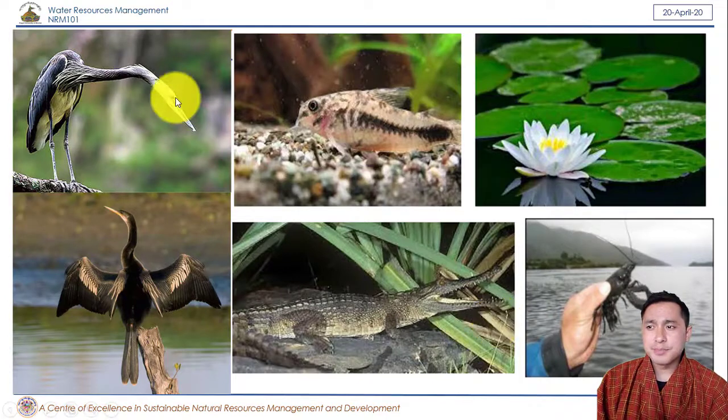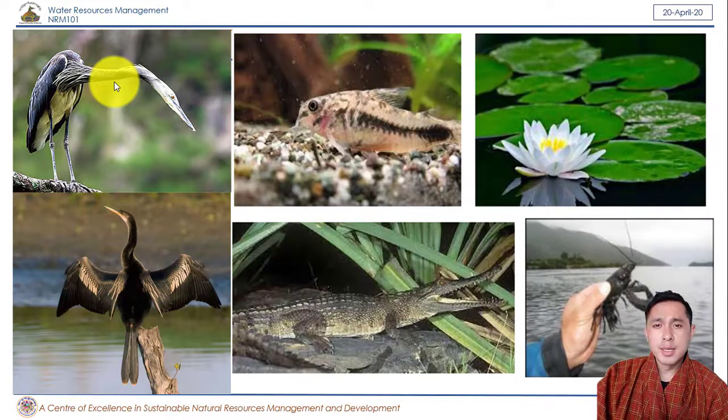The first one is white-bellied heron. The second one is river cormorant. Let's just talk about two lines on white-bellied heron.